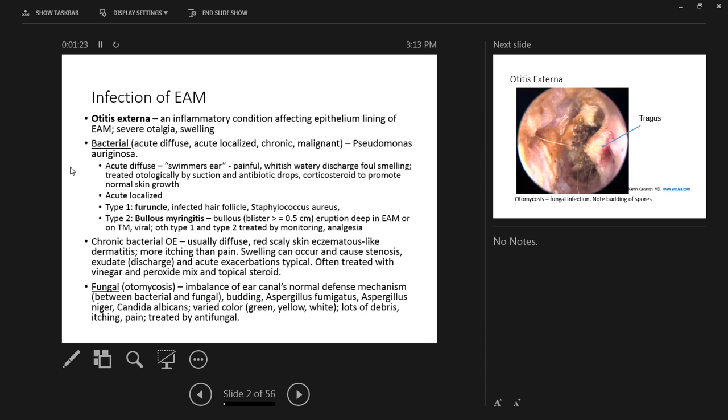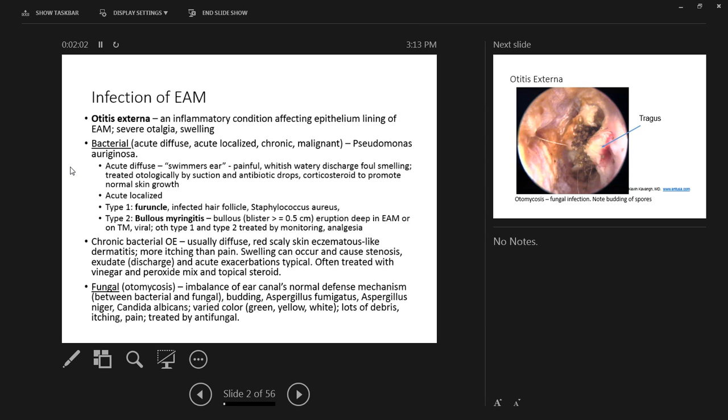So let's just talk a little bit. The acute diffuse, this is the traditional quote-unquote swimmer's ear. Symptoms of this are that it's painful. There's a whitish discharge. It's just exudate, this watery stuff, but it smells. Otologists would treat it otologically by suctioning all the nasty stuff out and putting in antibiotic drops as well as a corticosteroid. The corticosteroid is a topical steroid. It's used to promote normal skin growth, so the healthy skin growth.